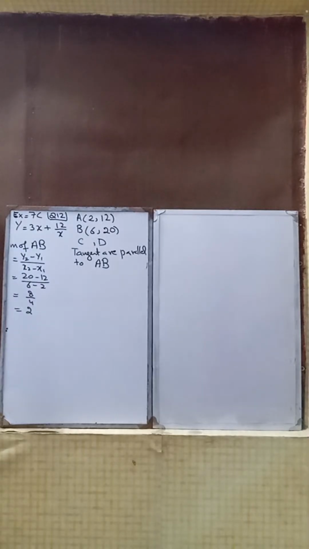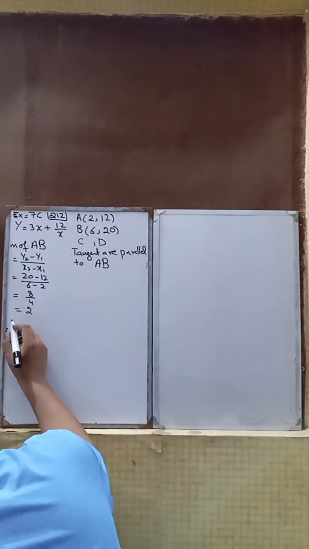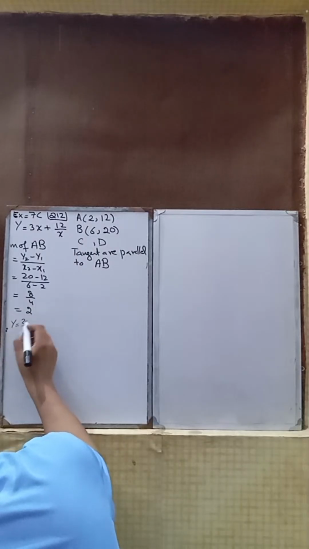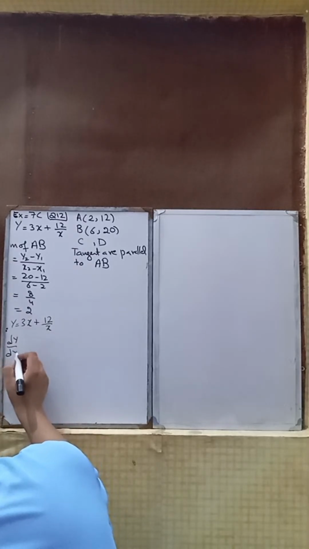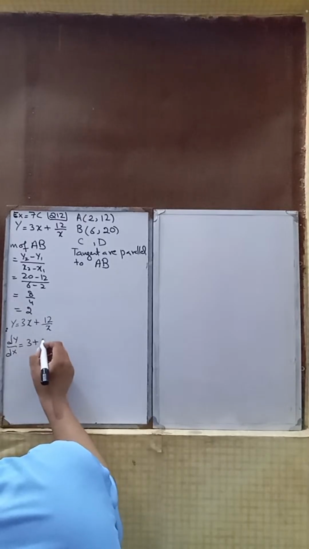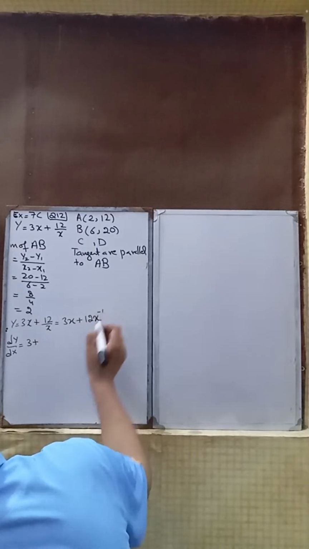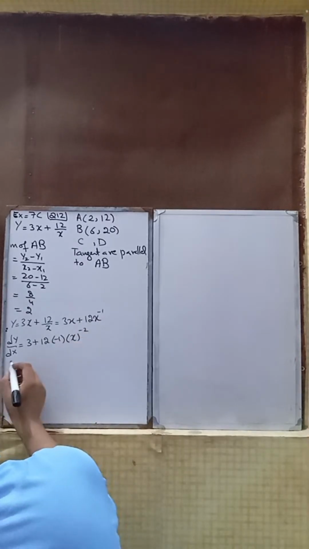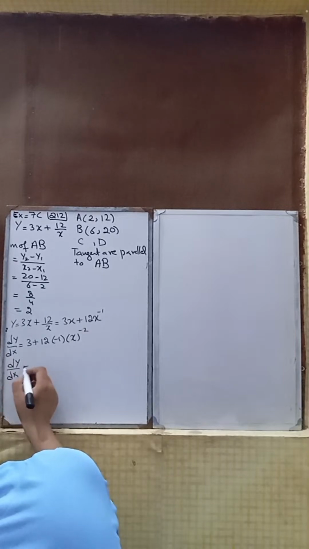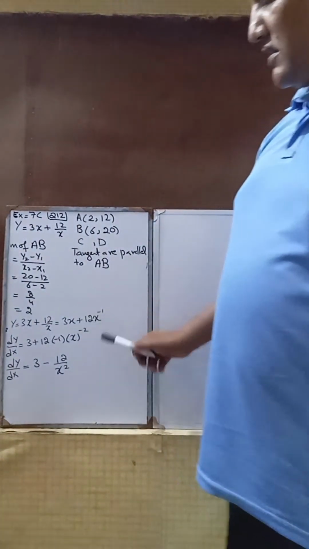Then I will take the curve, y = 3x + 12/x, and differentiate it. dy/dx is 3 plus 12 times minus 1, and the power of x becomes minus 2. So dy/dx will be 3 minus 12 divided by x squared. So I have differentiated the equation of the curve.